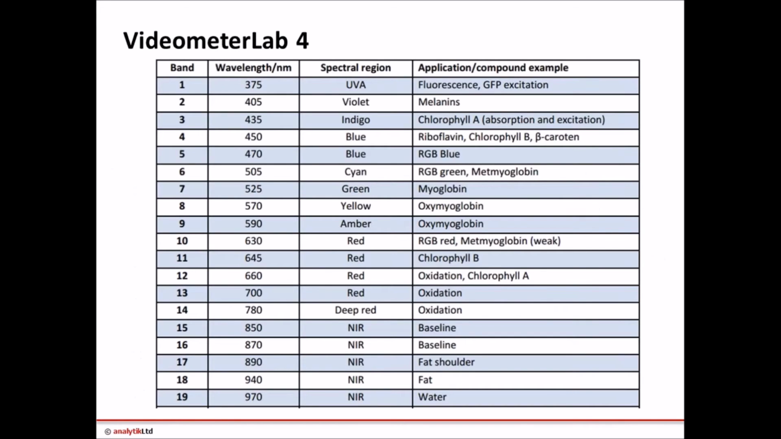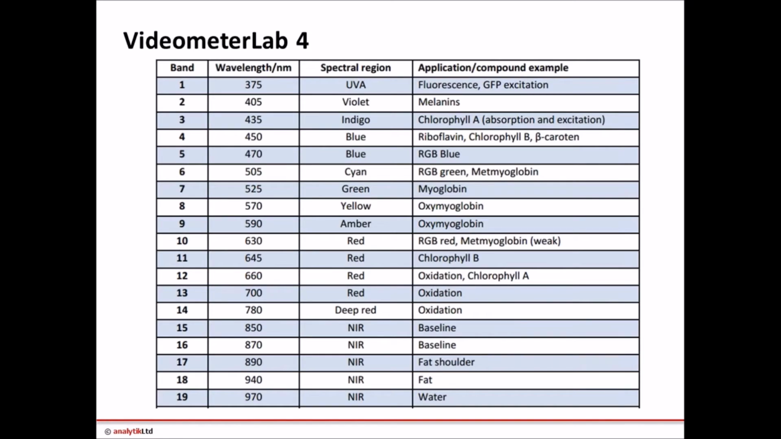For those who are interested, if you can download this presentation later, these are the wavelengths of the LEDs in the VideometerLab. They start in the UVA, so that can be looking at fluorescence or GFP excitation, and they go at intervals, don't have to be regular intervals, just intervals through the visible and into the infrared. It stops at 970 because of the limitations of silicon sensors.